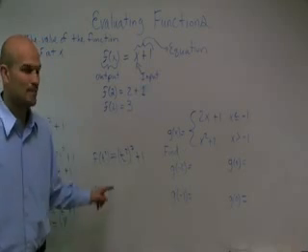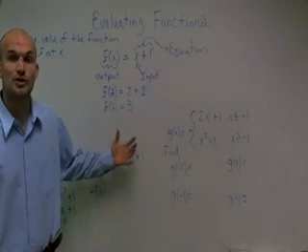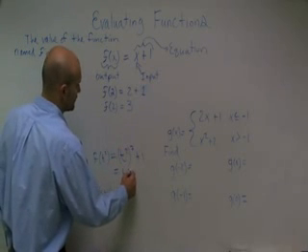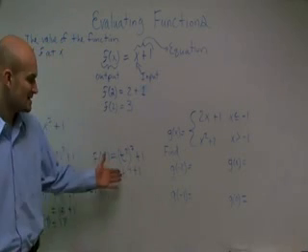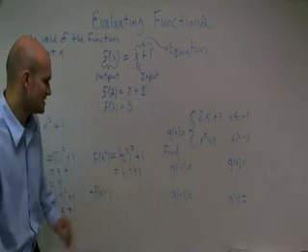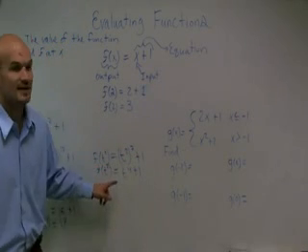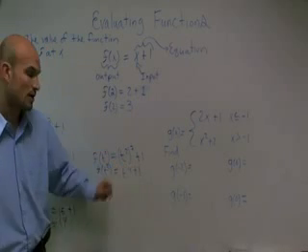plus 1. And remember, whenever we take an exponent to an exponent, you're going to multiply the exponents. So this gives me t to the 4th plus 1. Now I can't simplify this anymore, so the value of my function f at t squared is equal to t to the 4th plus 1.